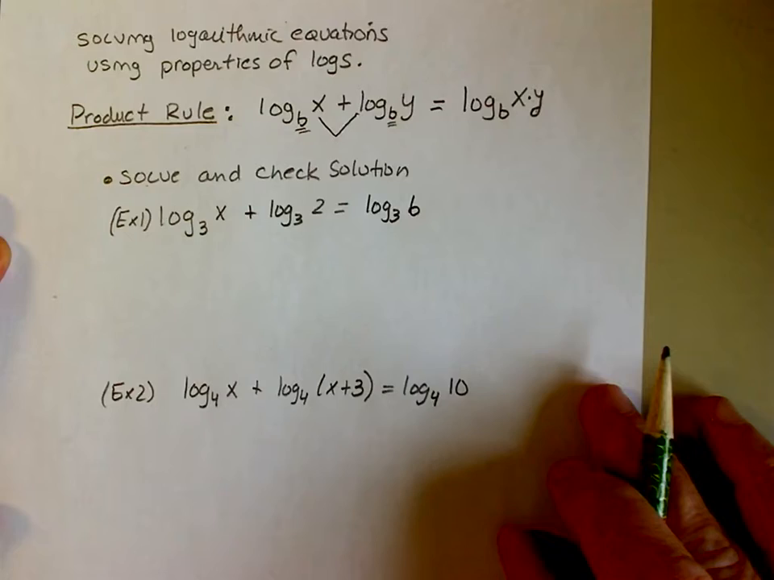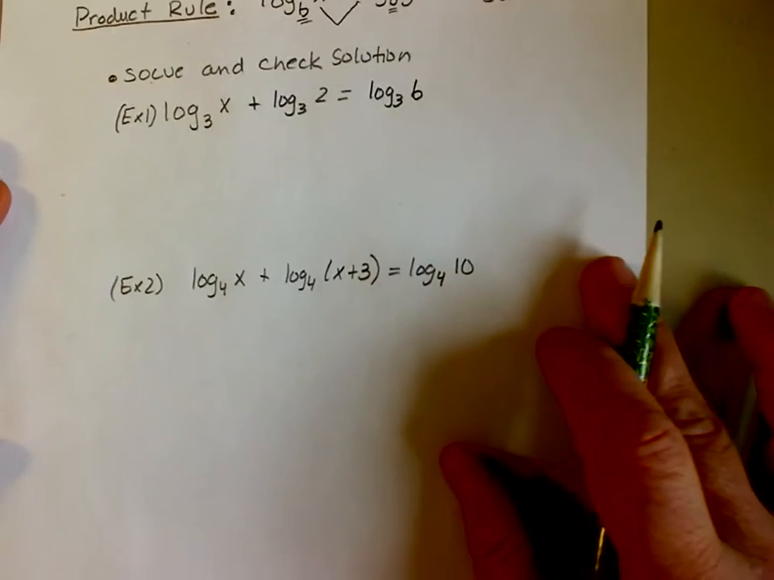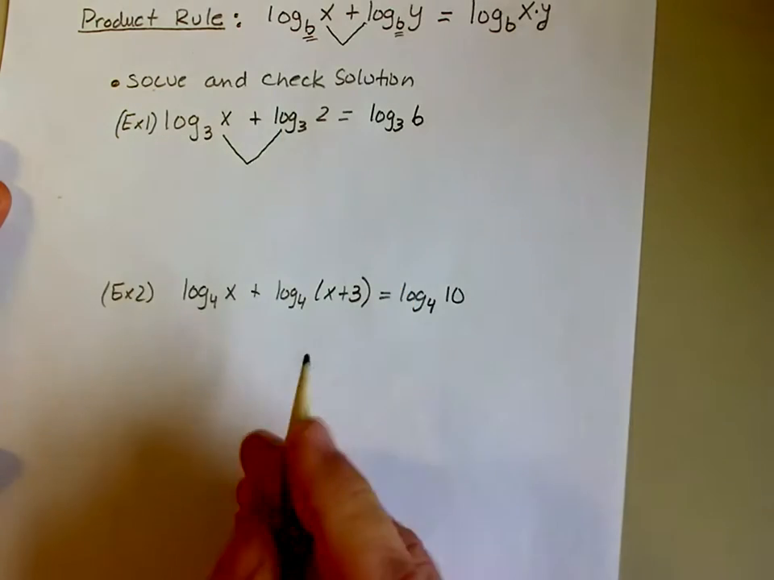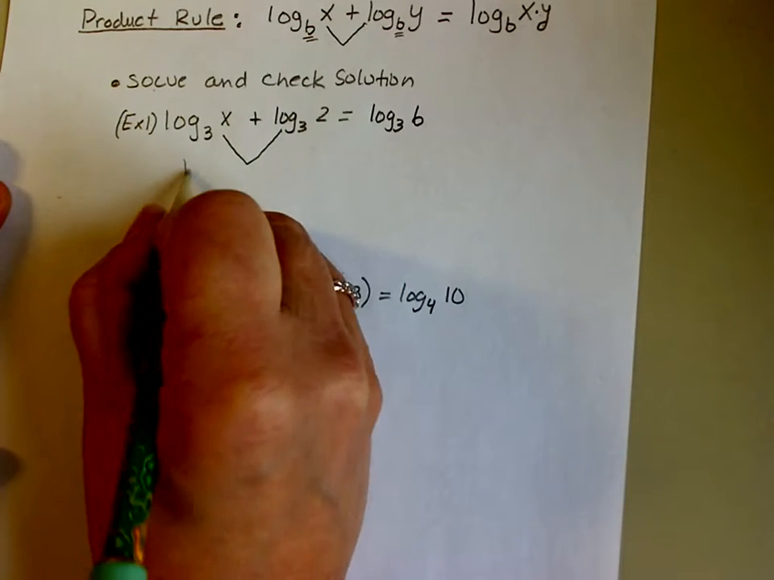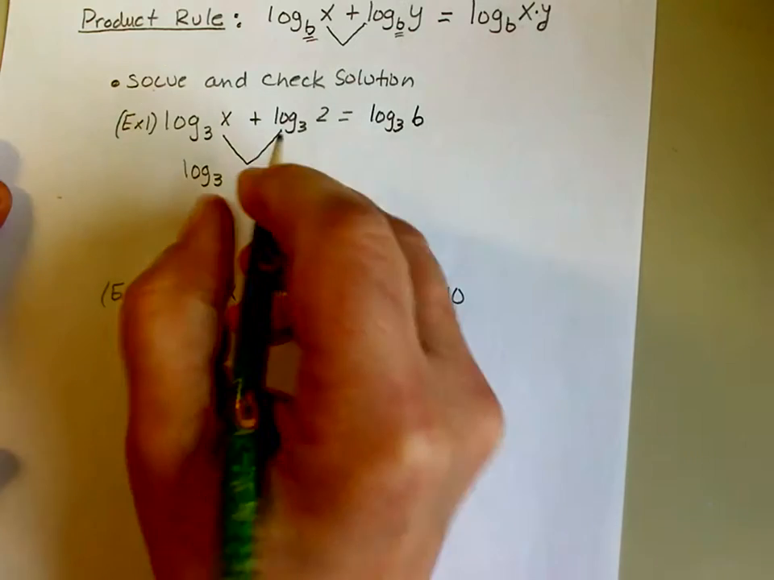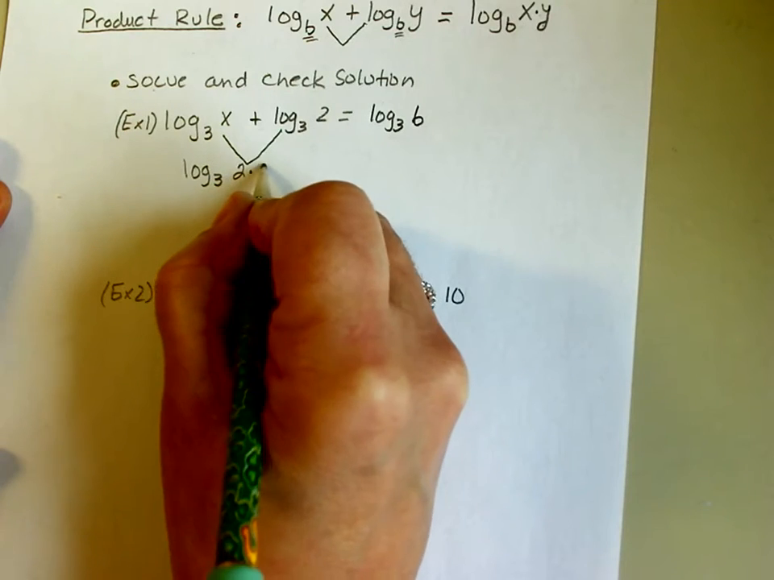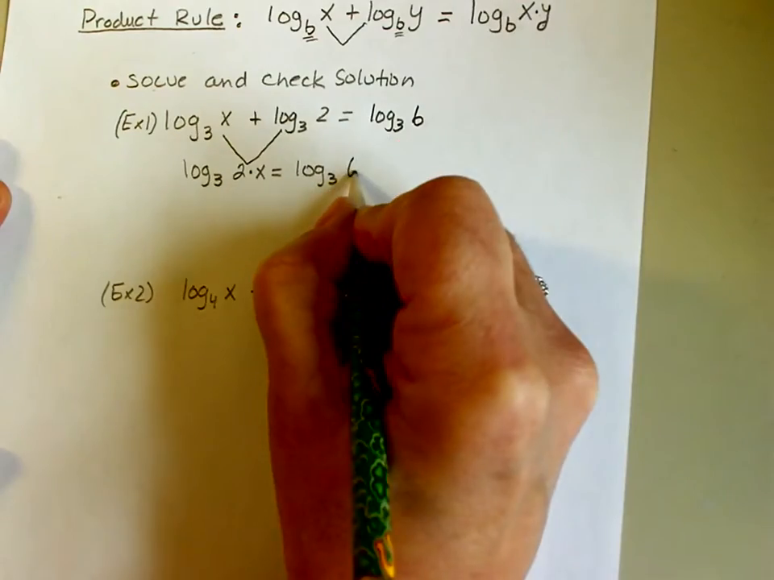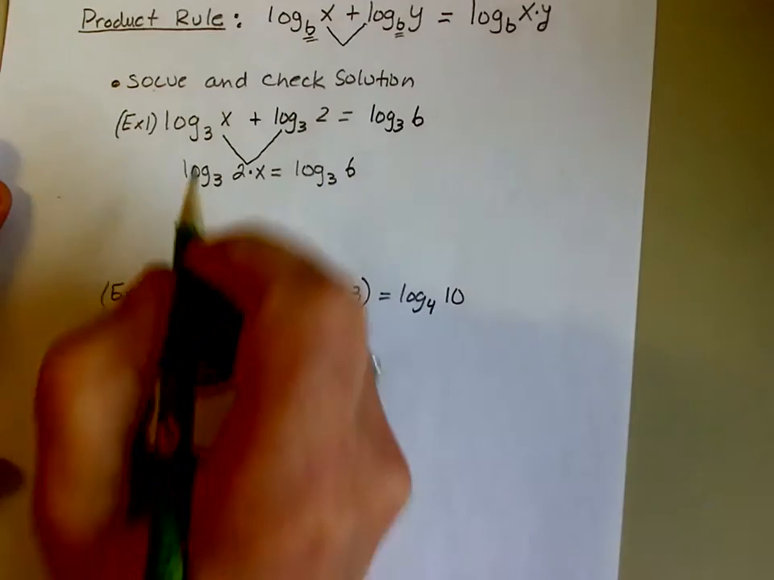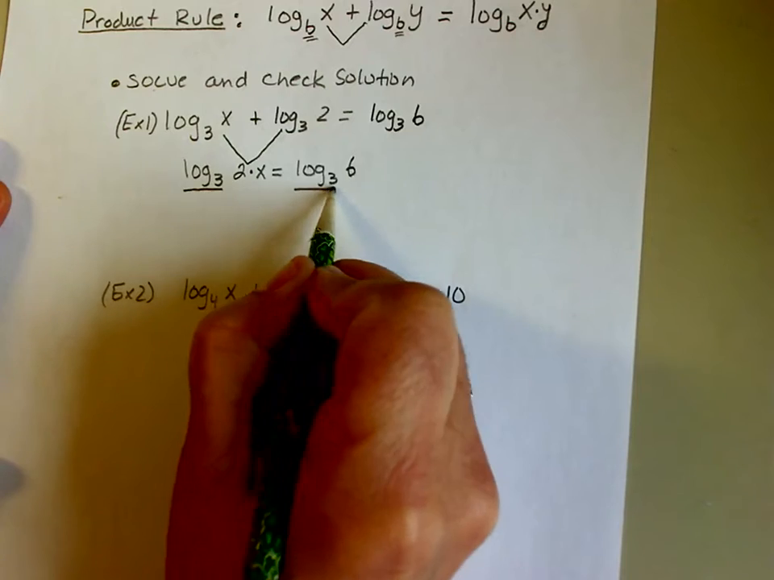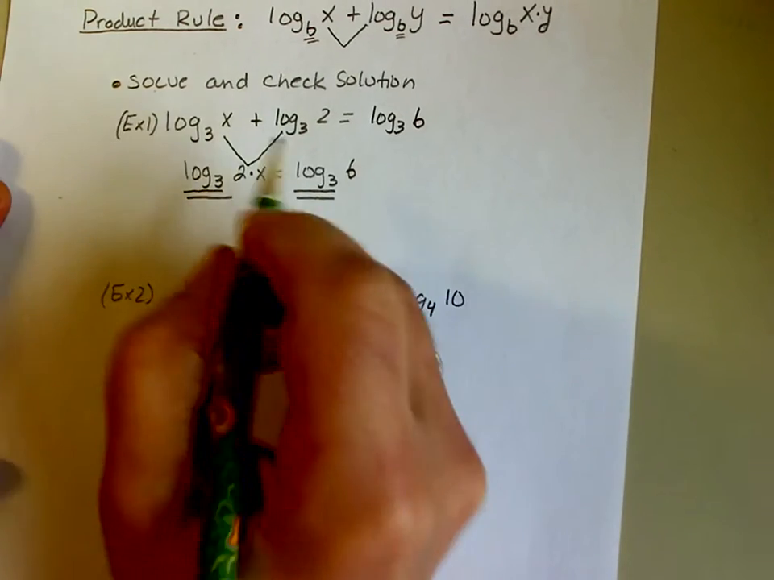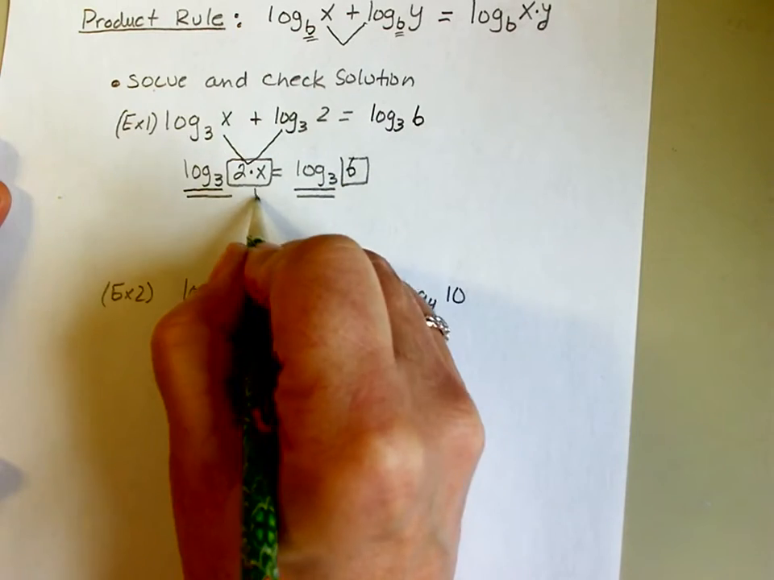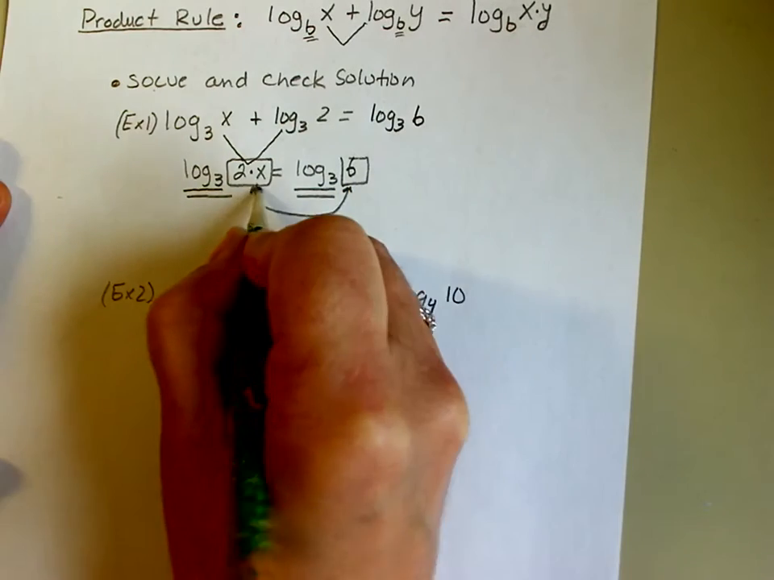Let's take a look at an example. In example 1, we're going to take this sum and we're going to use the product rule and rewrite it as the logarithm base 3 of 2 times x equal to the logarithm base 3 of 6. Because they share the logarithm of the same base, we know we can take those expressions and set them equal. So we will set them equal and solve.